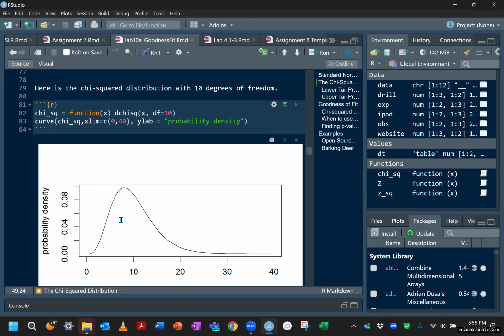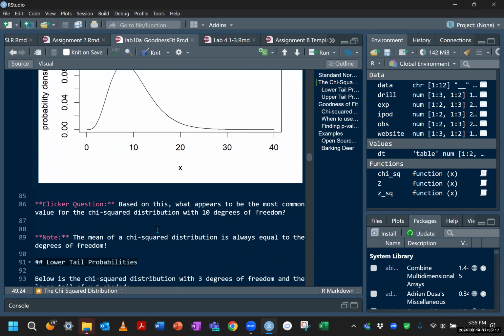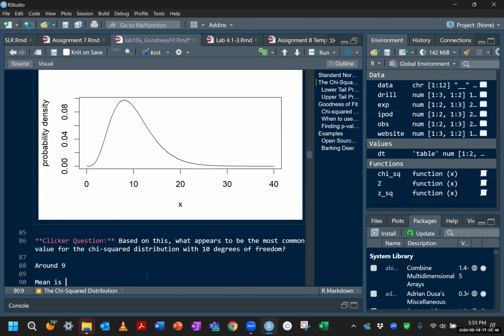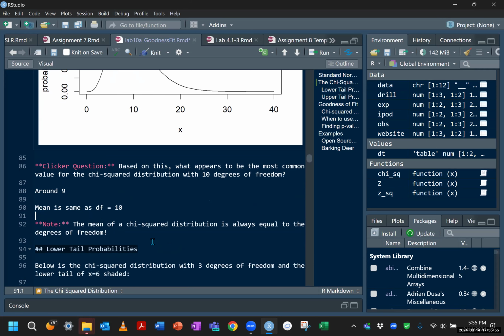Here's an example of our chi-square distribution with 10 degrees of freedom. What appears to be the most common value for this? Looking at the graph, it looks like 9. The most common value, yes, somewhere around 9. It's interesting, the mean will actually be 10. Notice there's skew to the right, more data is to the right, so that'll pull the mean to the right. The mean is actually the same as degrees of freedom, which is 10. That's just a characteristic of this distribution. Good trivia, a good thing to know.